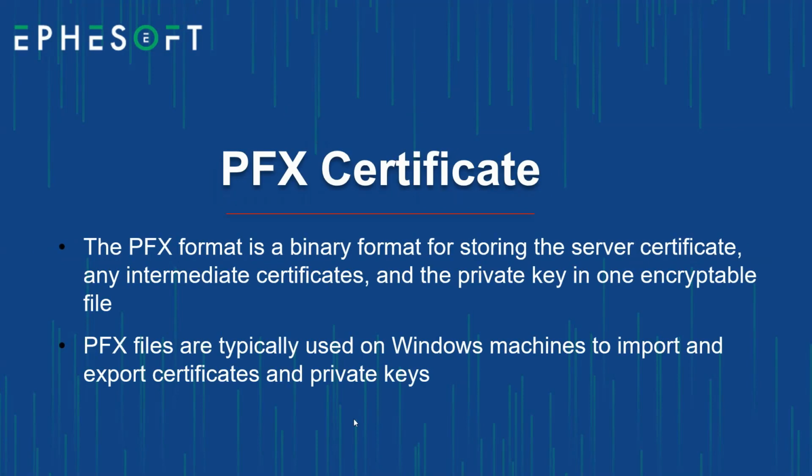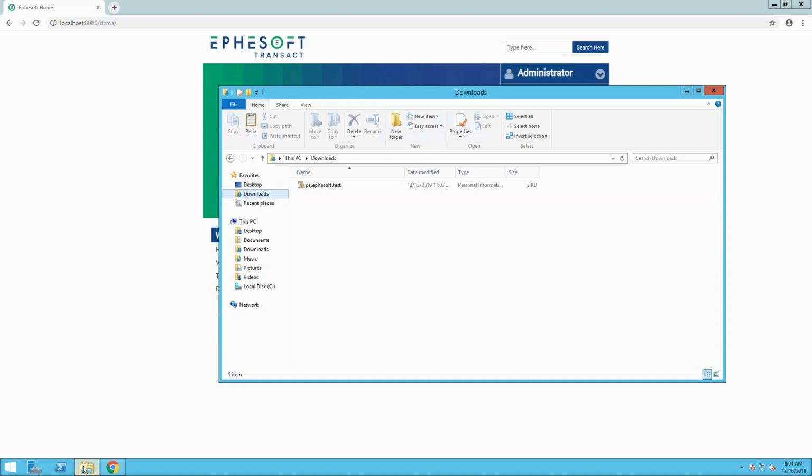The first step in this tutorial is to create a Java key store from a personal exchange format, or PFX, certificate. A PFX certificate is a format for storing the server certificate, any intermediate certificates, and the private key in one encryptable file. PFX files are typically used on Windows machines to import and export certificates and the private keys. Obtain a PFX certificate containing the certificate chain and private key. If the certificate was exported with a password, please obtain the password as well.